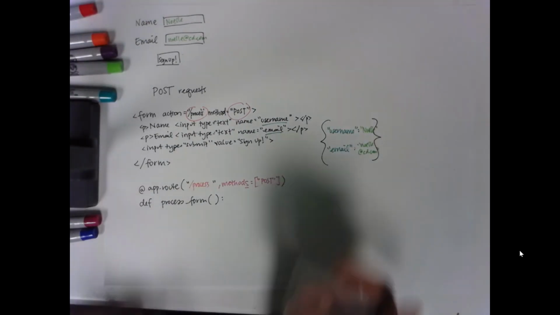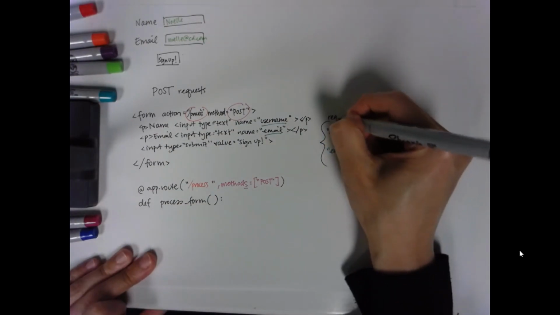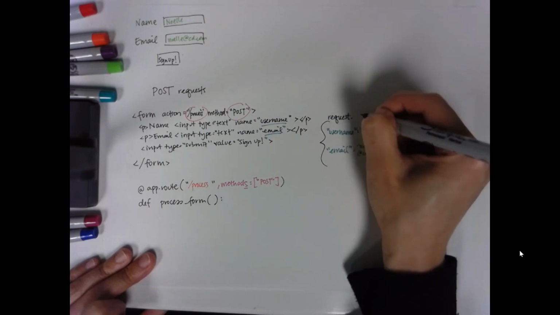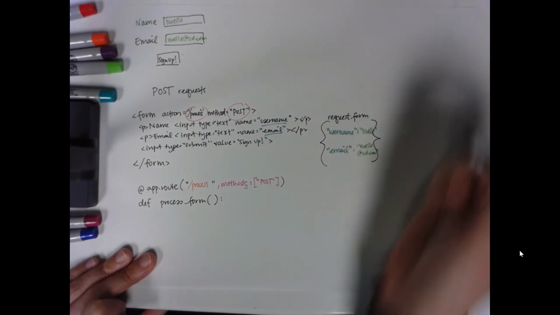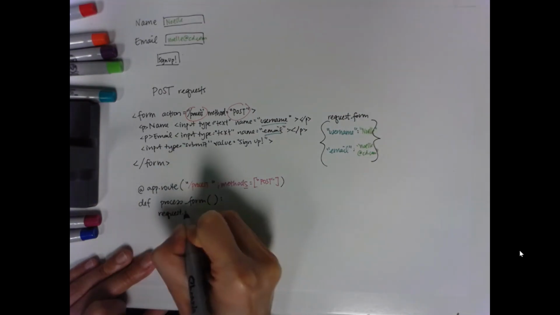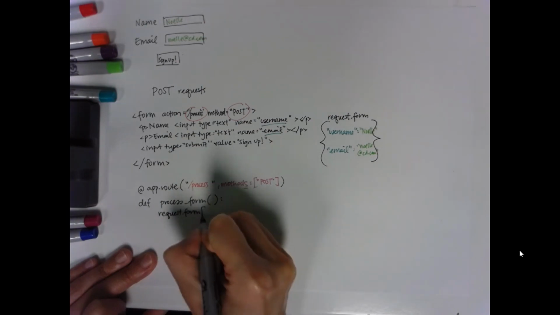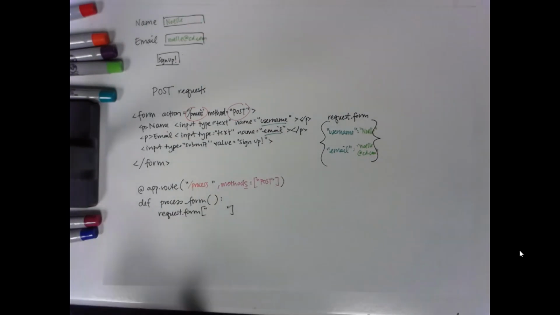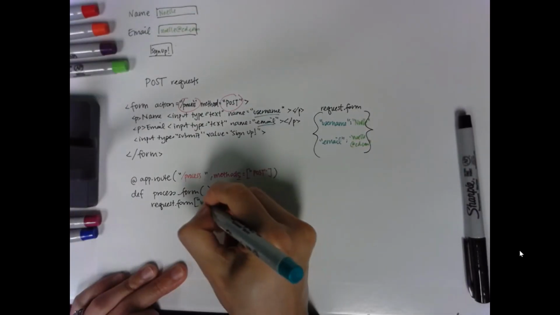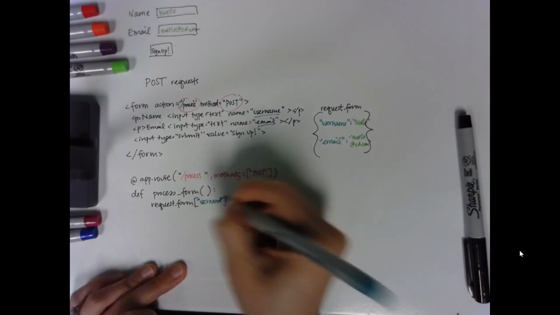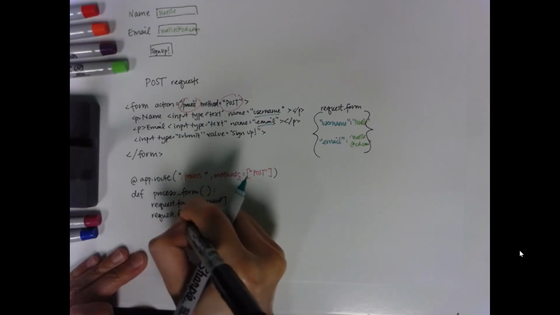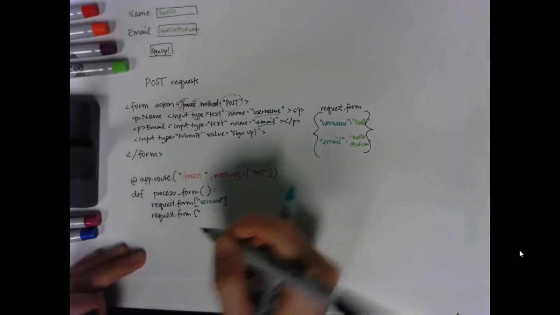And then here, we refer to them. This comes over through something called request. And specifically request.form. So the way we refer to it here is we can refer to that request.form, and we can access those different keys. So for example, I could print request.form username, or request.form email.